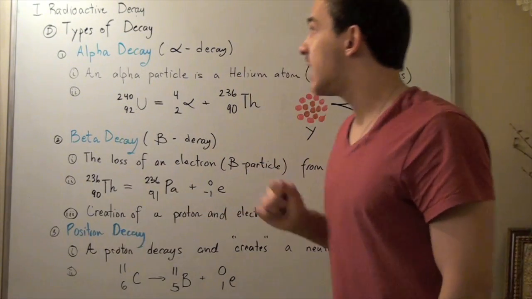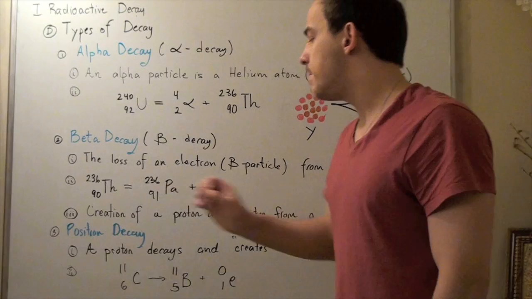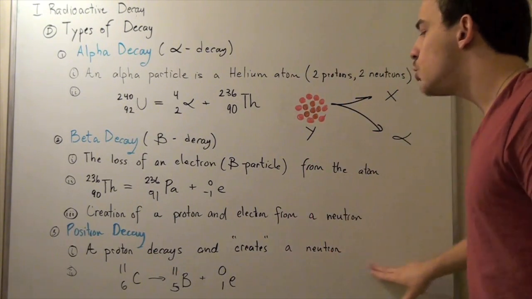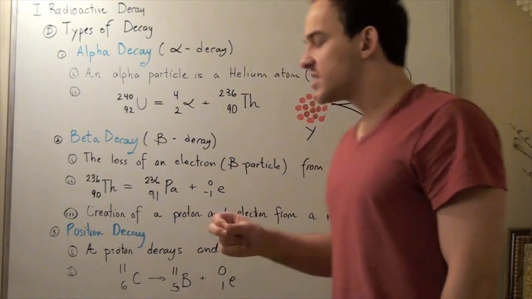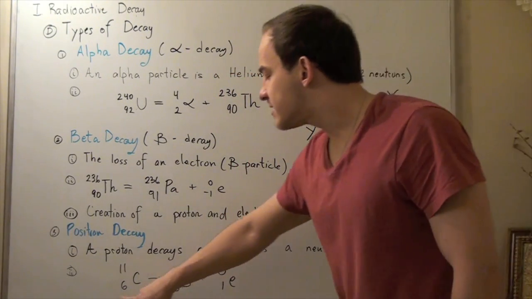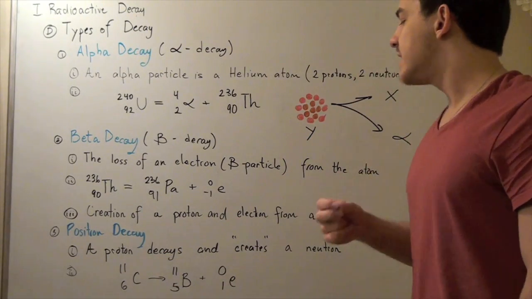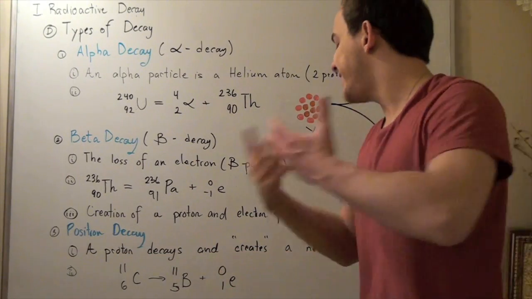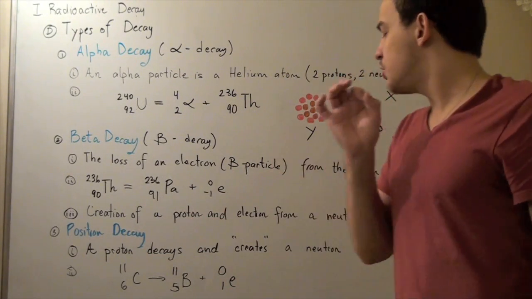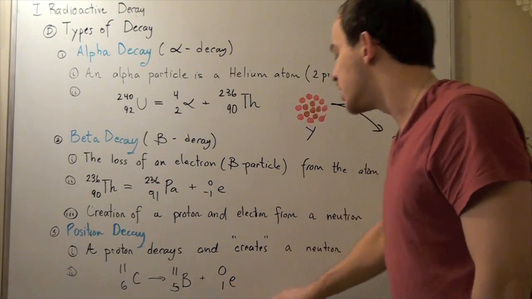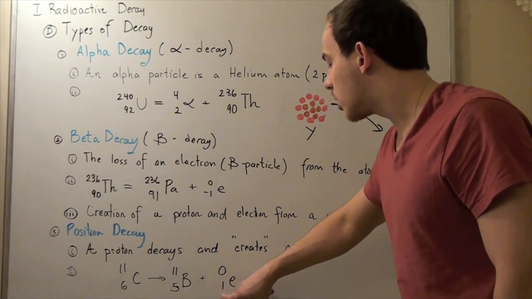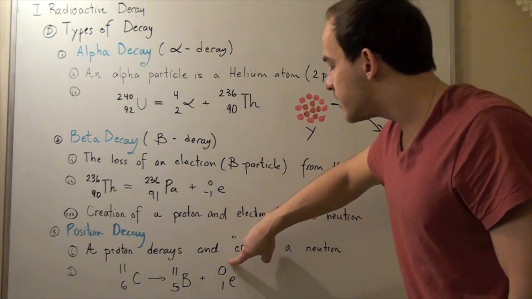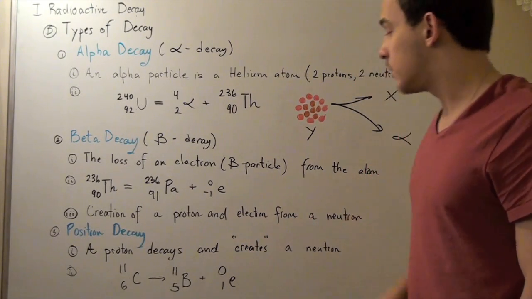Now, let's look at a third type of radioactive decay known as neutron emission. Now, a proton decays and creates a neutron. So let's look at the following example. Suppose we have a carbon-11 atom that has 6 protons and 5 neutrons. And suppose it undergoes positron decay. So that means 1 proton will decay, will be released from the nucleus, forming this positron, which has the same charge as an electron, except now it's positive. So that's why the 1 is here and the 0 is on top, because it has 0 nucleons.